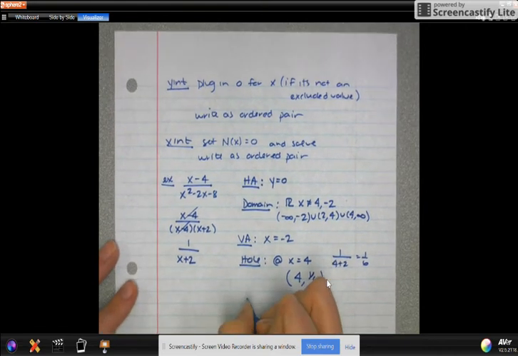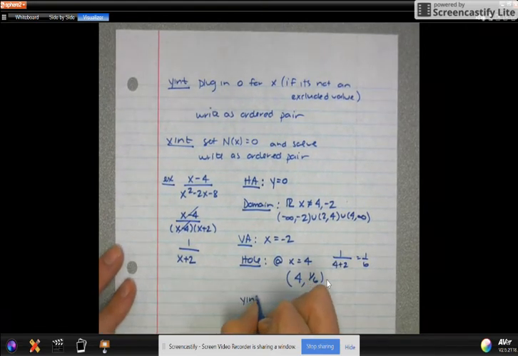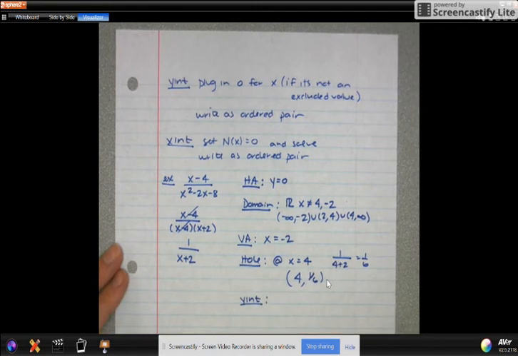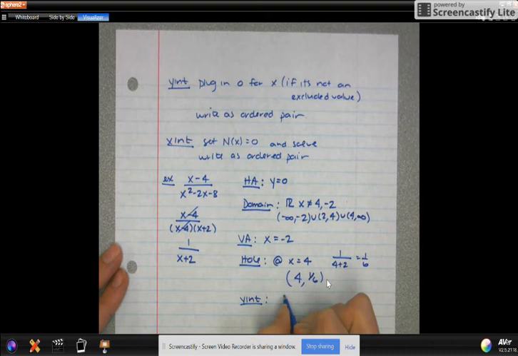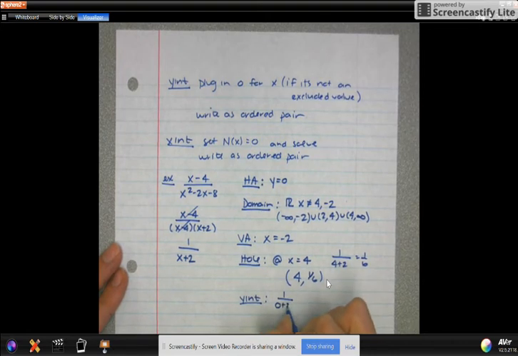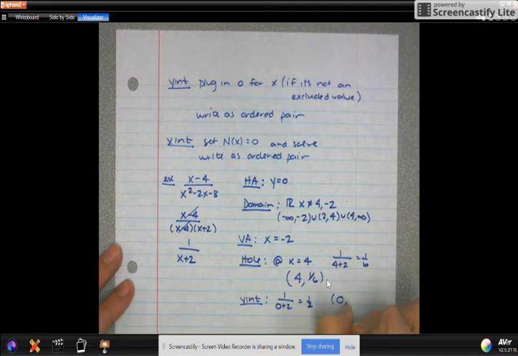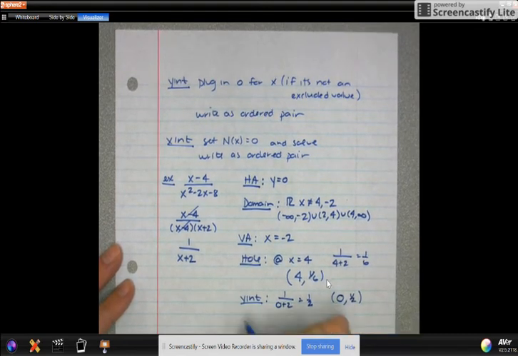We can go ahead and find the y-intercept by plugging a 0 in for x. And it doesn't matter if you do it here or here. You would get 1 over 0 plus 2, which is a half. Writing it as an ordered pair would be 0, 1/2.